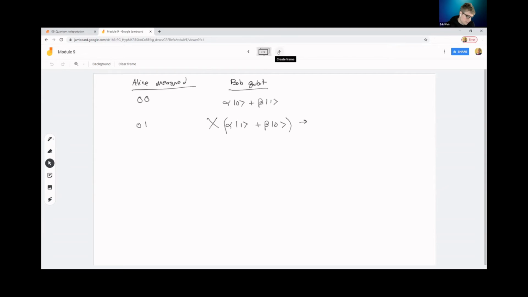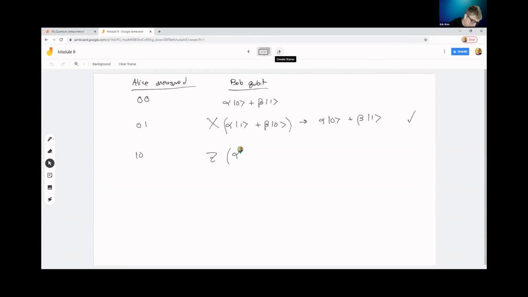So the X gate applied to the 1 state is alpha 0. And the X gate applied to the 0 state is 1. And so we just recover the state that we were looking for all along. Check, that works. So all Bob needs to do to get the correct state in the end is apply an X gate to what he has. That makes sense?